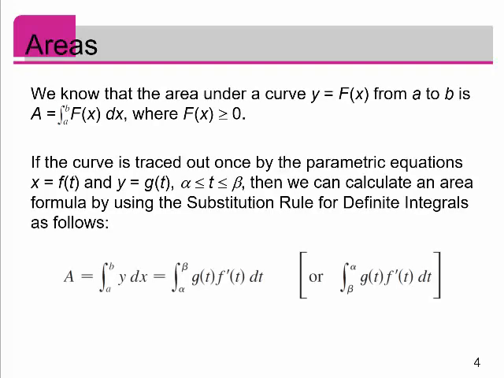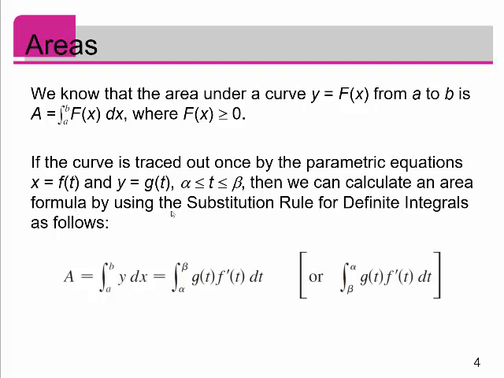We know that the area under a curve y equals f of x from the bounds a to b is just equal to the definite integral from a to b of f of x dx. Now, however, if the curve is traced out once by parametric equations, where x is a function of the parameter t and y is another function of the parameter t, notice that t is going to go from alpha to beta, not from a to b. It's a little different, alpha to beta.